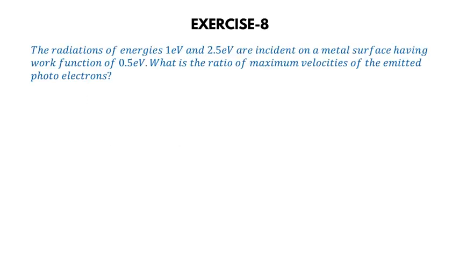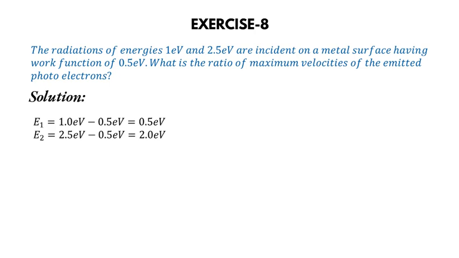In exercise 8, radiations of energies 1 electron volt and 2.5 electron volt are incident on a metal surface having a work function of 0.5 electron volt. What is the ratio of maximum velocities of the emitted photoelectrons?